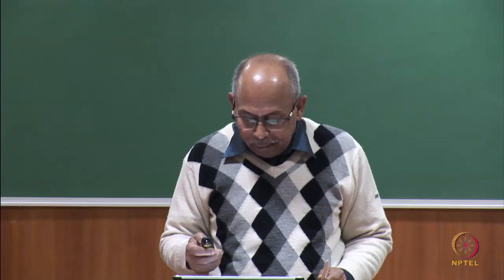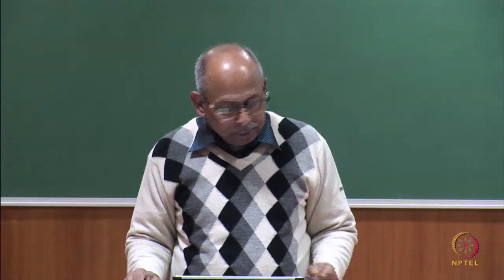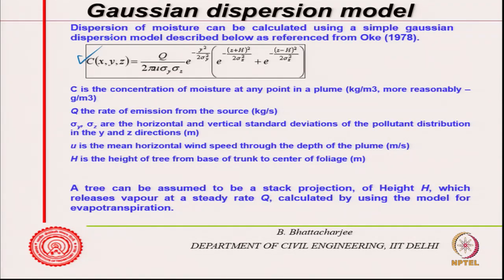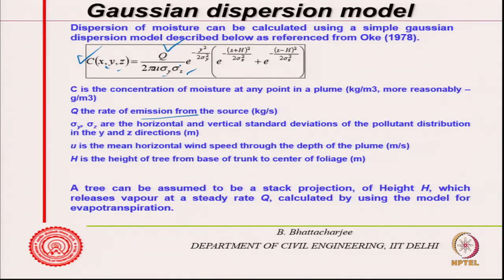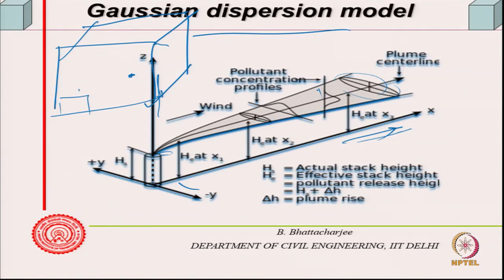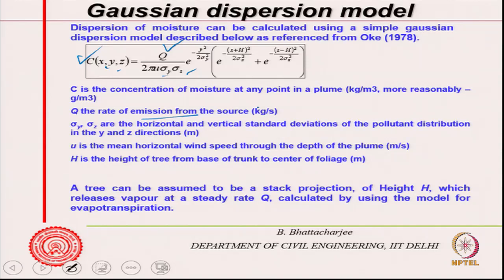So the Gaussian plume model is applied, and the formula is something like this. Concentration, or in our case the mass of the moisture per unit volume at any point x, y, z in this three-dimensional box, is given by Q, the rate of emission from the source, that is from the crown of the tree, which I have already calculated using the Penman-Monteith model. These are standard deviations, that means the spread in the x and y directions, this will be 3 sigma, this will be 3 sigma, this will be 3 sigma, this will be 3 sigma, in the x and y directions. These values are actually available for different types of pollutants, how they will spread.